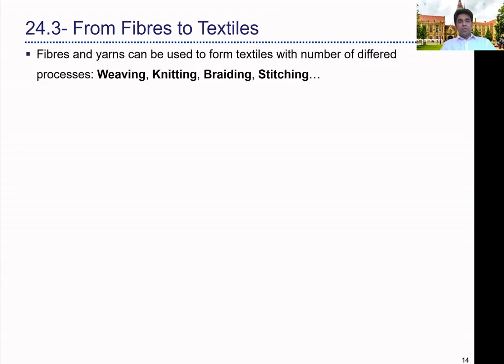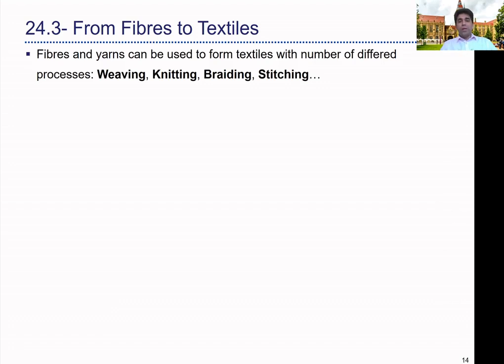Okay, the next section, 24.3, from fibers to textiles. Once we manufacture the fibers or yarn, these can be used to produce several other products that we need. For example, now we can manufacture the textiles or fabrics.